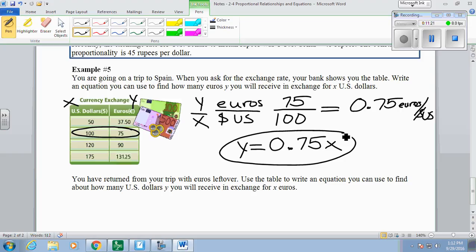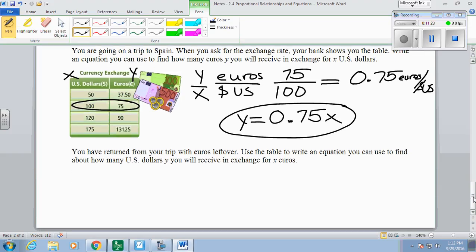When we now return from the trip, it says you have returned from your trip with euros left over. Use the table to write an equation you can use to find about how many US dollars Y you can receive in exchange for X euros. So now they've flipped the chart. They've now exchanged the Y and the X, and that's fine because when you go back into a country, now that you've come back from Spain, you want to get your money back.